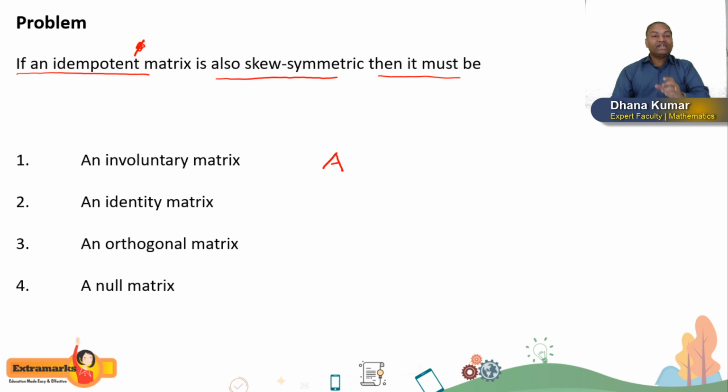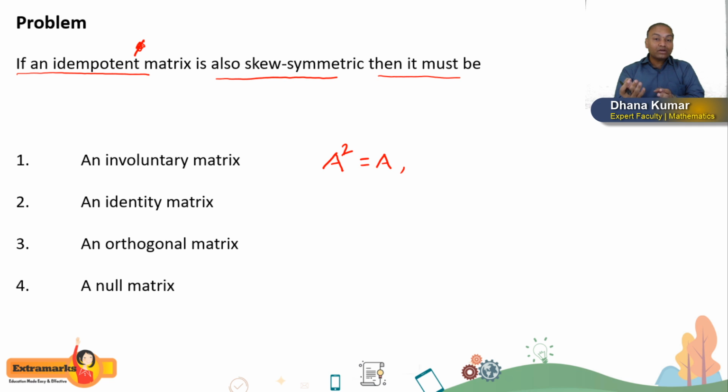Here, idempotent matrix. What is the definition of an idempotent matrix? If A is any square matrix of order n, then A square is equal to A. Then A is called an idempotent matrix. And what is skew-symmetric? Symmetric and skew-symmetric, two definitions are there. Even from the board exam point of view, both are important concepts.